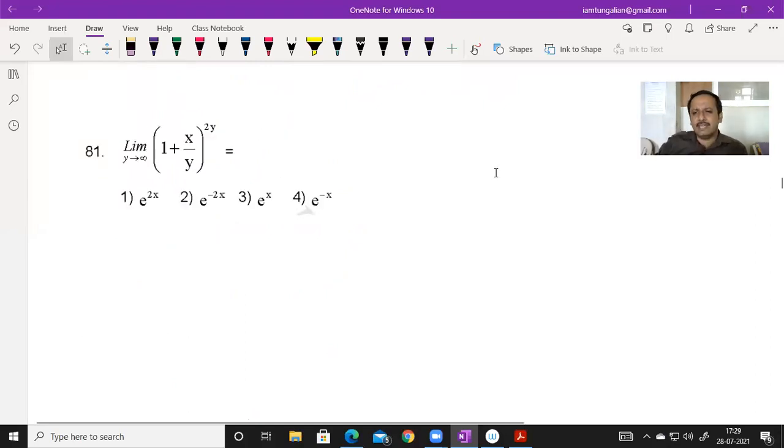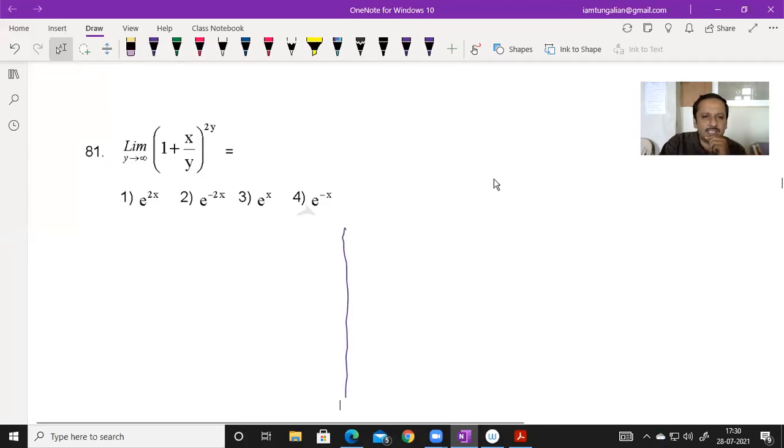Question number 81. Limit y tends to infinity (1 plus x by y) whole power 2y. Here you observe y is tending to infinity. That means x should be treated as a constant here. Only y is changing to infinity. For this problem, I will give you two methods. Whichever is easy, you follow that.